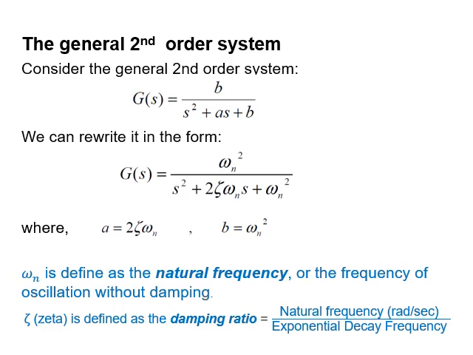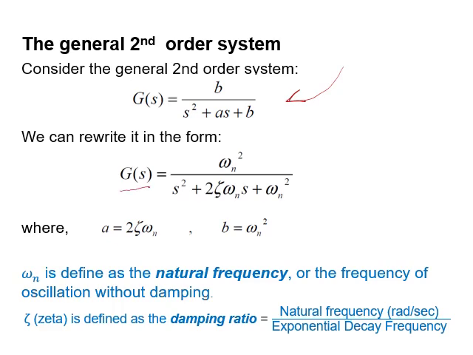So the transfer function of the second order system has this format. It seems to me that this format is not giving us enough information about the response. That's why we need to rewrite the transfer function in general in a different way, which is going to give us more information about the response.